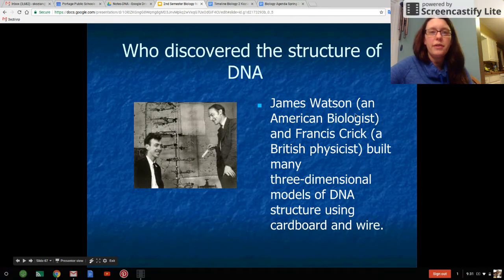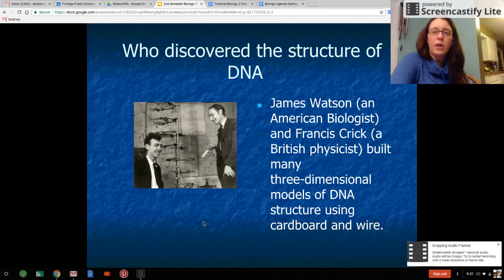All right, starting right here, you can write who discovered the structure of DNA, and then you can write all this down. The actual scientists who were working on it were James Watson and Francis Crick. Watson was from the US and Crick was an Englishman. One was a physicist and one was a biologist.